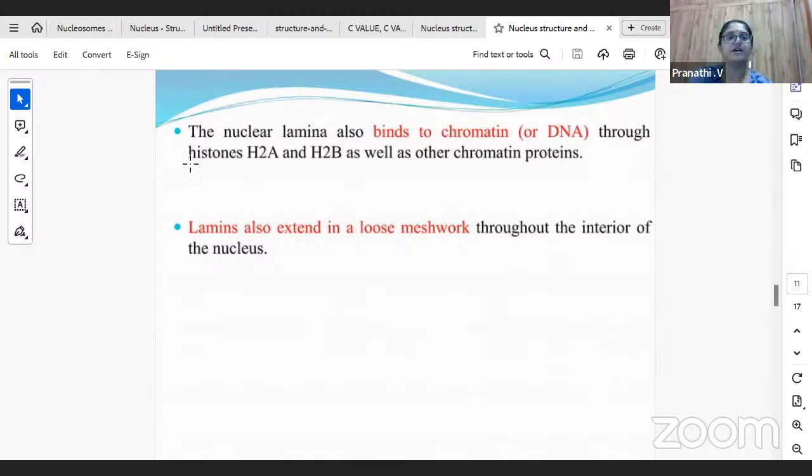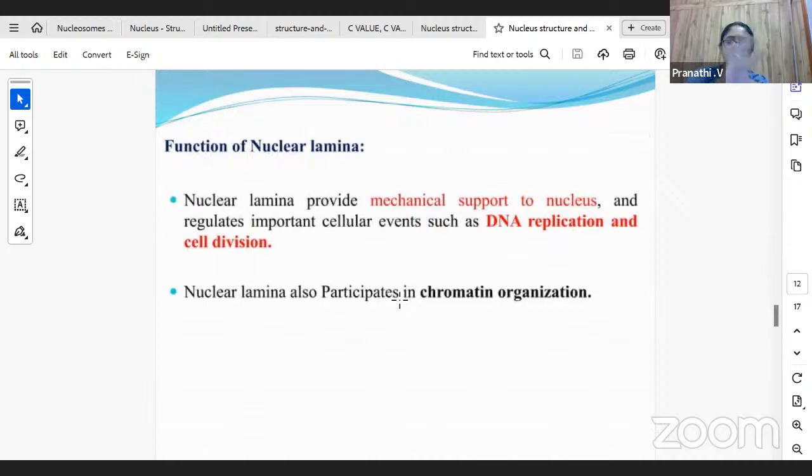I have a different PPT which I will share as well so that you can have a look at it. Then this is going to be surrounding or forming the nuclear envelope and gives mechanical support to the nucleus. At the same time, whenever there is DNA replication and cell division, you will have the nuclear lamina actively participating in the processes.